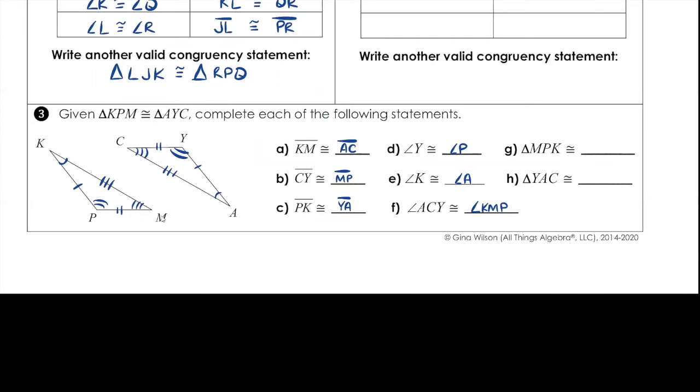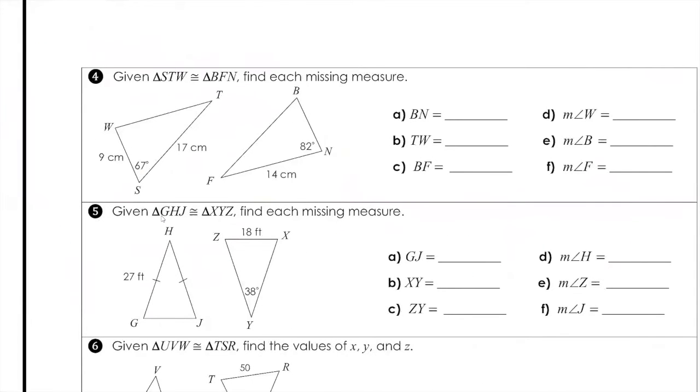What about triangle MPK? CYA. And then what about triangle YAC? PKM. So it's just about matching up the corresponding pieces. So we can use our congruent features and they can hit us with some good old-fashioned algebra.